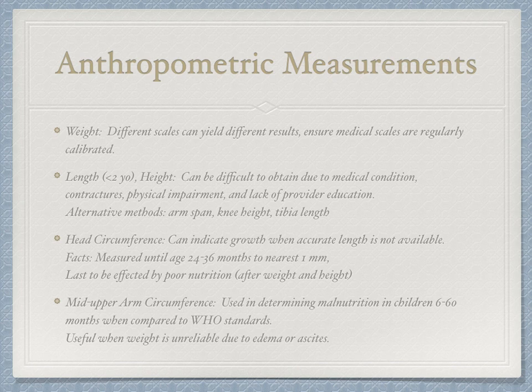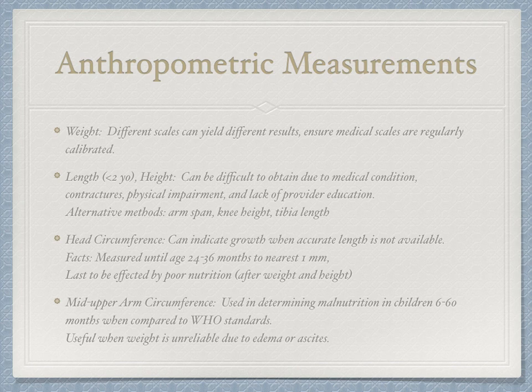When it comes to anthropometric measurements, there are some variables that can play a factor in getting an accurate reading. For weight, different scales can yield different results. One of the things you want to make sure is that your medical scales are regularly calibrated. And then consider how the weight was obtained. Was it a standing scale? Was it a bed scale? Was the bed scale zeroed out? Or was it a Hoyer lift? This can make a big difference in getting an accurate result and for tracking weight accurately over time.